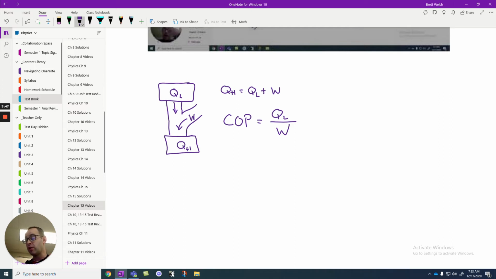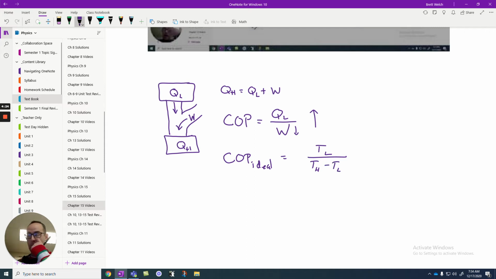Obviously, if we don't have to do very much work, if work goes down, then the overall result of this fraction rises. So the less work we have to do, the higher our coefficient of performance is. Now there is a situation like the Carnot engine where we can talk about the ideal perfect situation. That will be based on temperatures in Kelvin, and what we find is TL divided by TH minus TL.